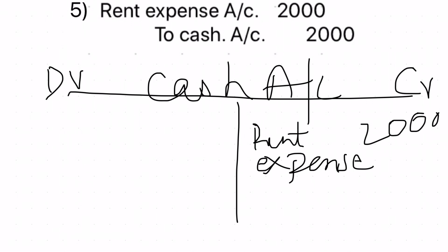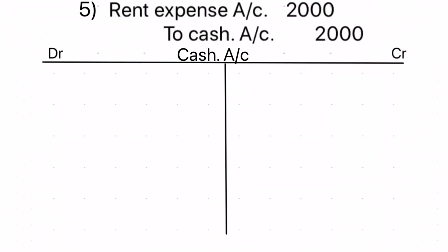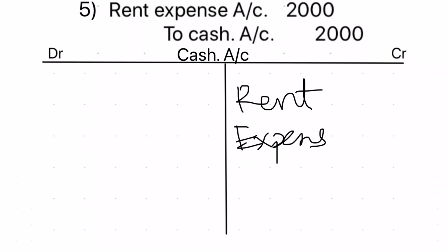The reason behind getting credit is the rent expense account. Here we can see the clear picture. The cash account gets credited. The reason is the rent expense account with amount 2,000 rupees. Now let us talk about the sixth transaction here.